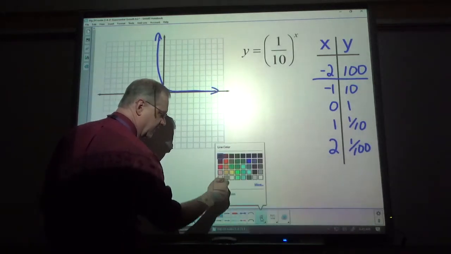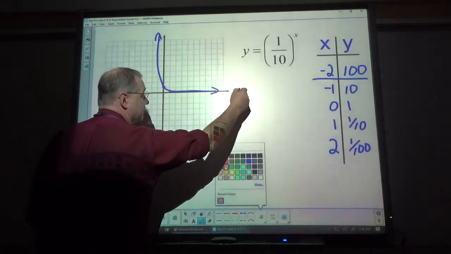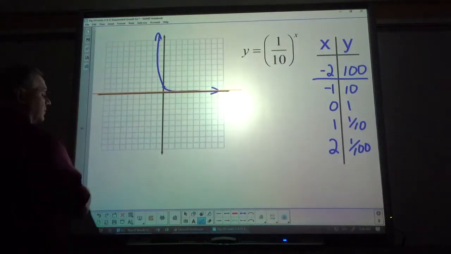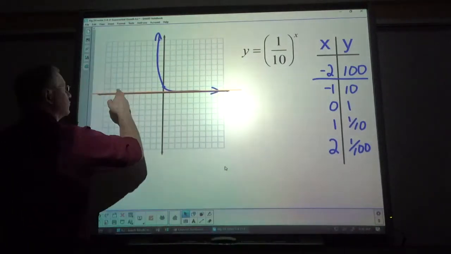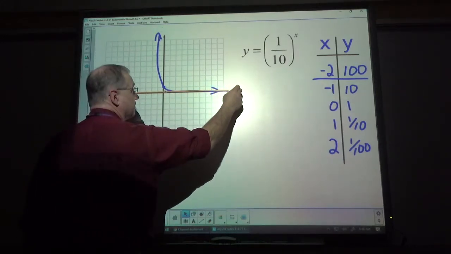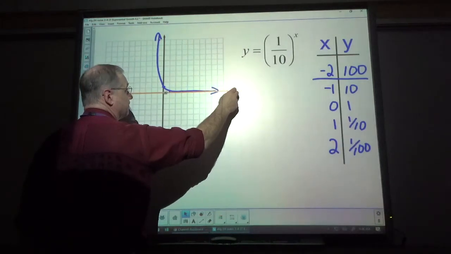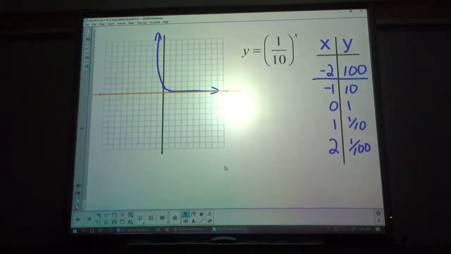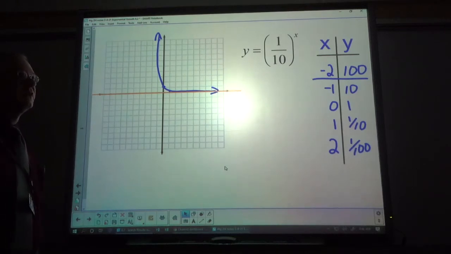Remember, you're going to have an asymptote. It's a little higher than it should be. Come on. There it is. And there's your asymptote for this problem, right at the x-axis.